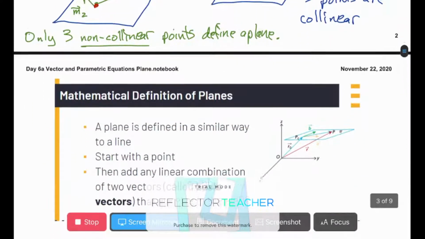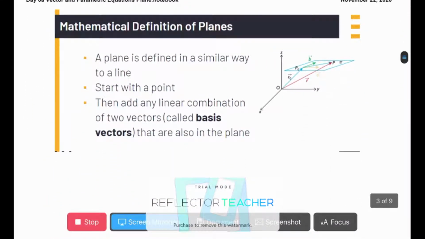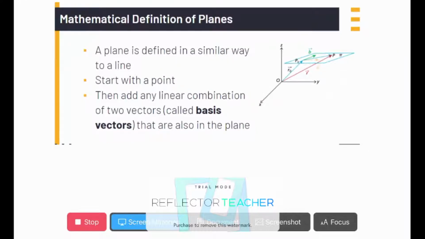All right, let's take a look at our mathematical definition of planes. As we can see here, a plane is defined in a similar way to a line. We start with a point and then add any linear combination of two vectors called basis vectors that are also in the plane. So these are like our direction vectors for our line, except there's going to be 2 of them, which we talked about a few moments ago.